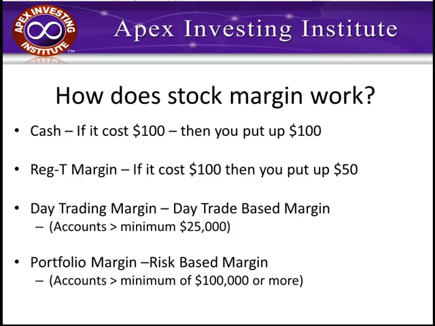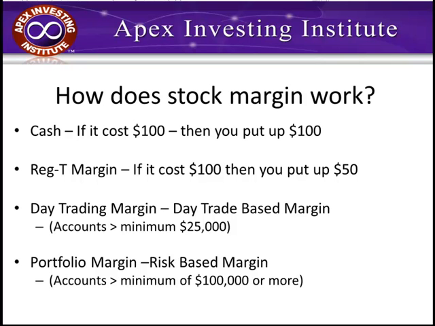So now let's go into margin. Margin is the amount of money you have to put up to make a trade. Most people don't even know about margin unless they become a little more active investors and traders. There's cash margin, which is if a stock costs $100, you have to put up $100 to make the trade. On Reg-T Margin, if it costs $100, you only have to put up $50. Most accounts nowadays, when you sign up, you get Reg-T Margin. So when you buy a stock, they usually put up 50% of the money, and you're sort of borrowing the other 50% from your account balance.